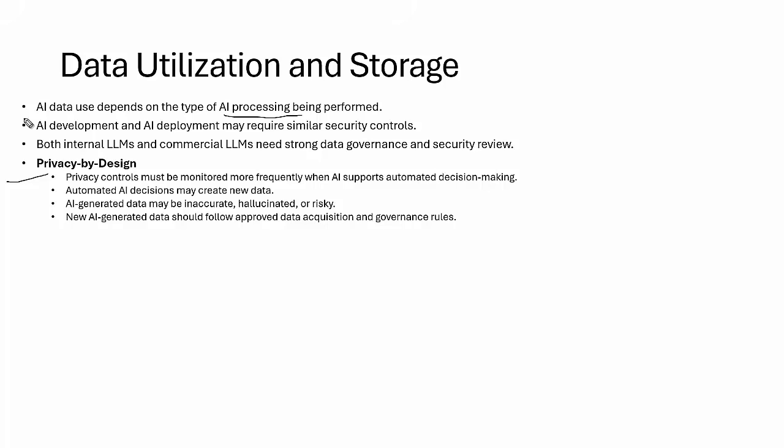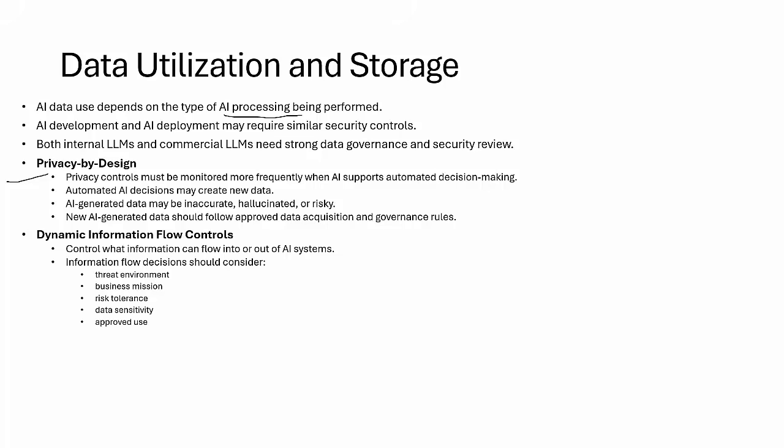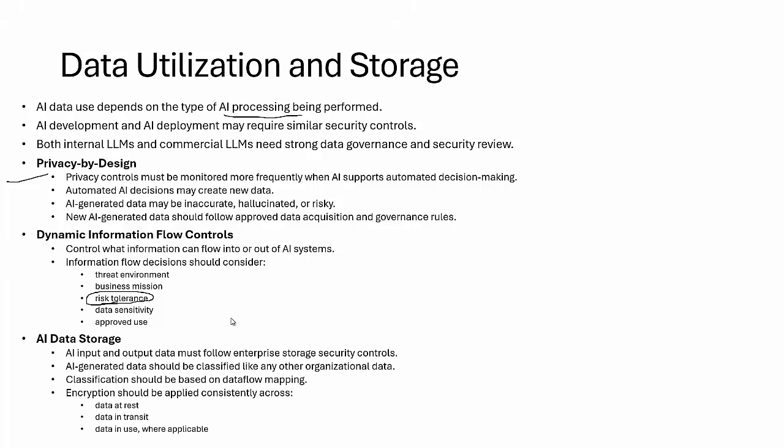All the generated data should have approval. It should not be hallucinated. Make sure we have proper control over what information goes outside and inside: threat environment, business mission, risk tolerance. Risk tolerance is the biggest factor in deciding how the data flow happens, because risk tolerance drives the controls and everything. Then data sensitivity and approved use.